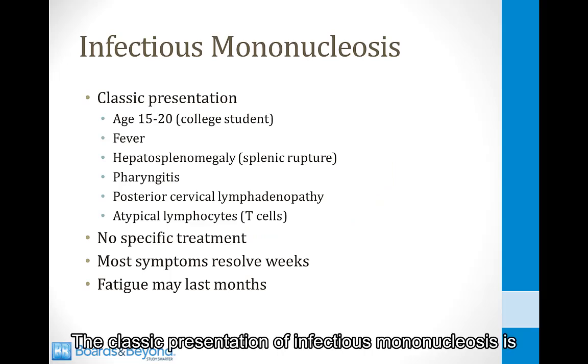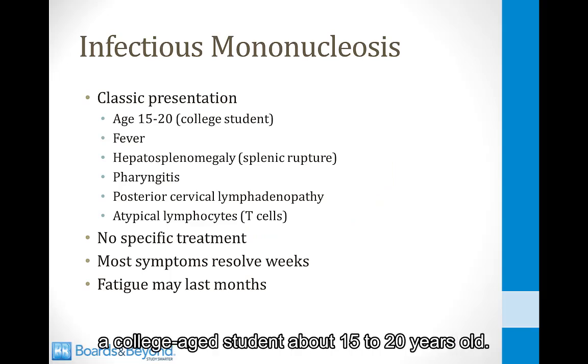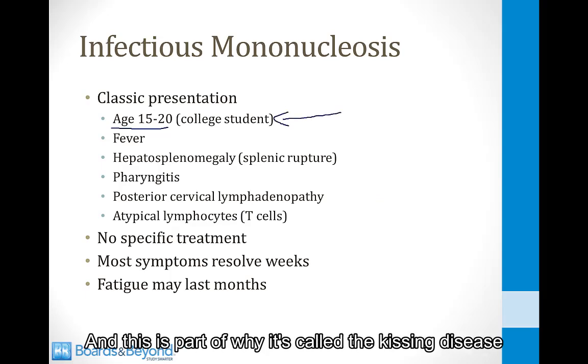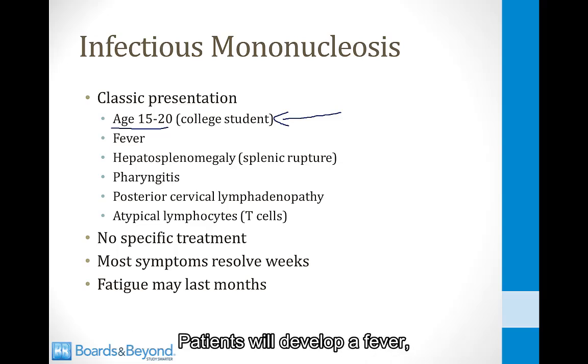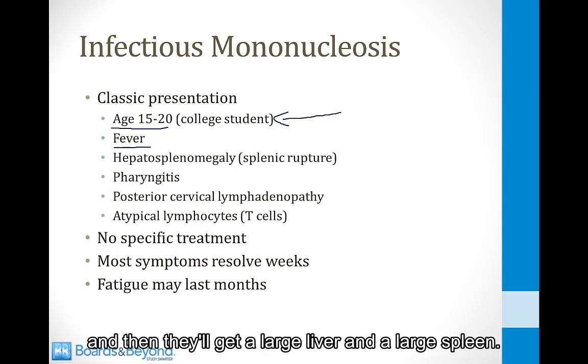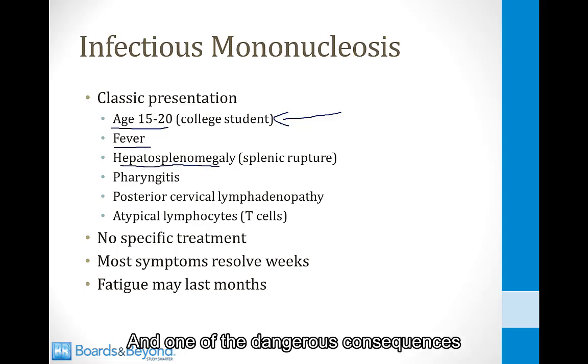The classic presentation of infectious mononucleosis is a college-age student, about 15 to 20 years old. And this is part of why it's called the kissing disease, because college-age students will be kissing and they will spread the virus around the dorm. Patients will develop a fever, and then they'll get a large liver and a large spleen. And one of the dangerous consequences of this infection is splenic rupture.